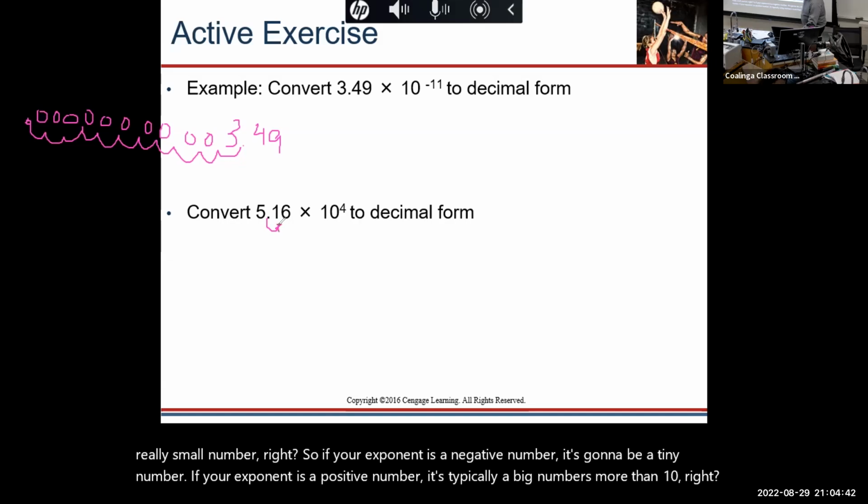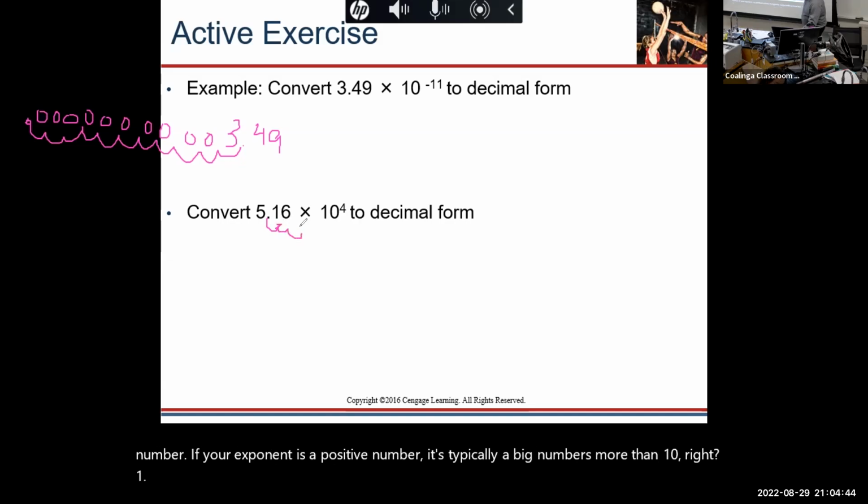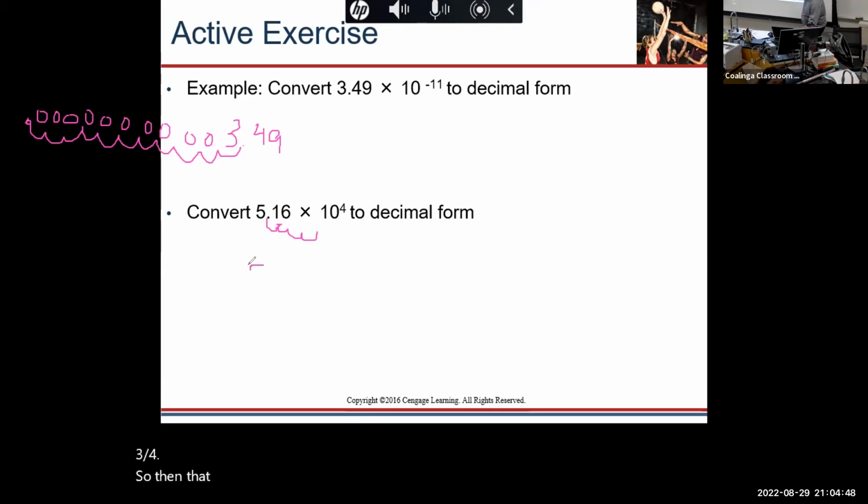One, 2, 3, 4. Okay, so then that would be 51,600. Piece of cake, right? Not too bad.